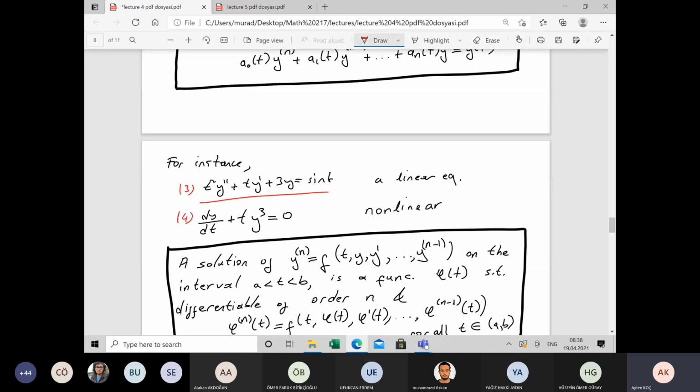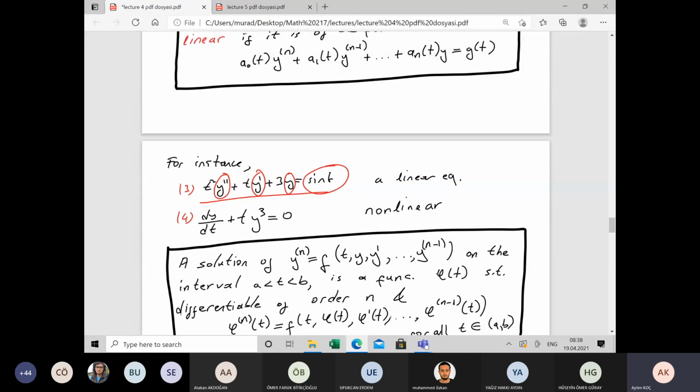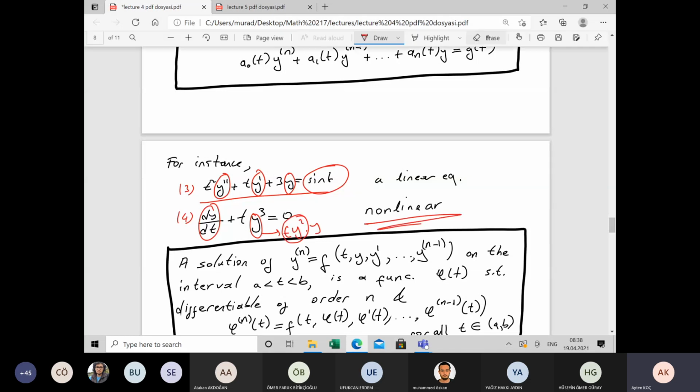For example, look at this one. It contains y double prime, y prime, and y. Look at the coefficients t squared, t cubed, and the right hand side sine t: they are functions of t. So this one is a linear equation. Look at the next one. It contains y prime, y, and y cube. What's y cube? It means y squared times y. The coefficient of y is t times y squared, so it is non-linear.